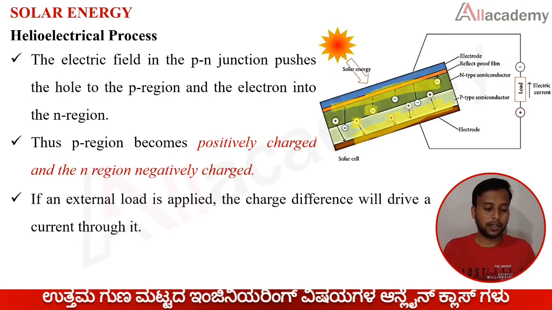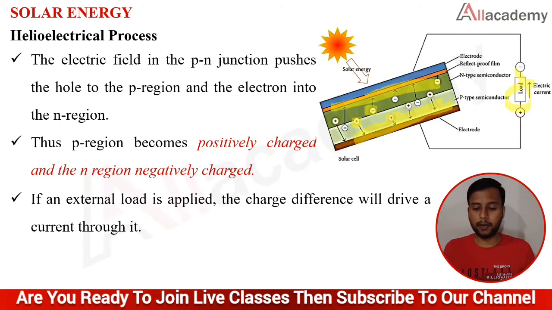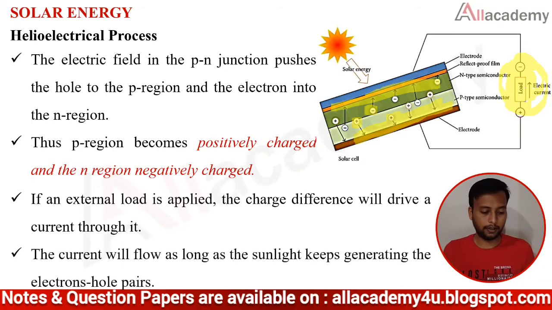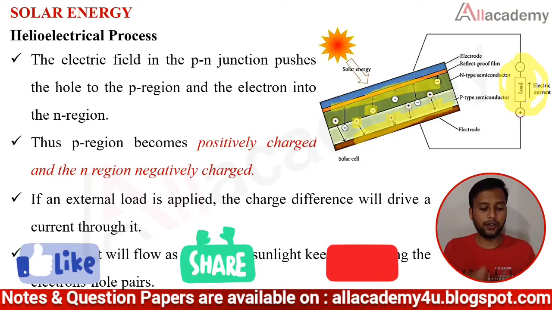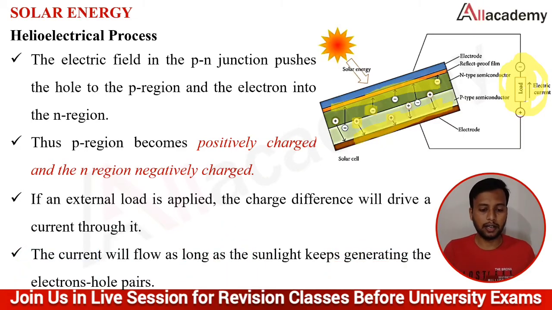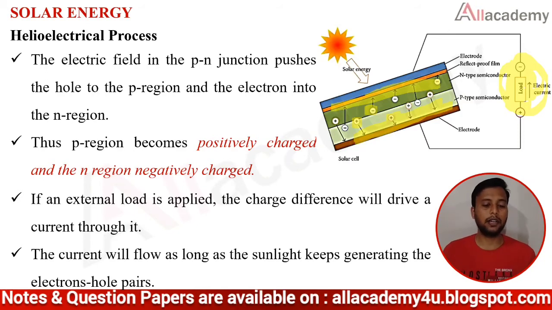Now as the external load is applied, the charge difference will drive the current through it. I have shown the load here. The current will flow as long as the sunlight keeps generating electron-hole pairs, means as long as sunlight falls on this semiconductor, there will be continuous electron-hole pairs, and so continuous production of electrical energy. This is how electrical energy is formed by using the semiconductor.